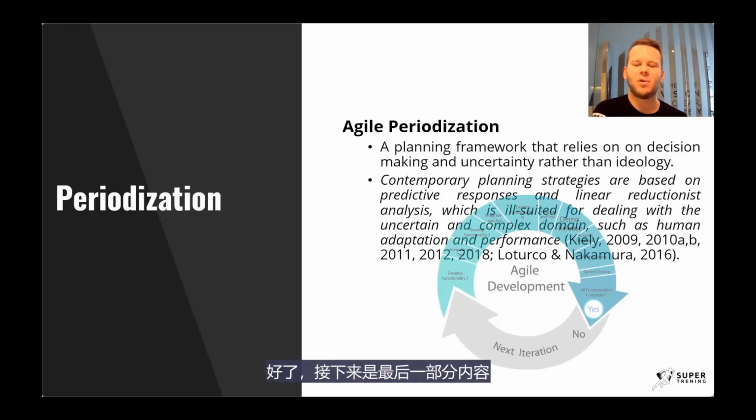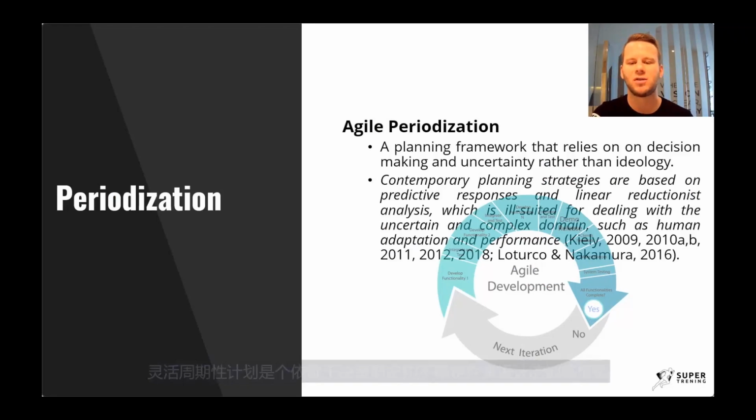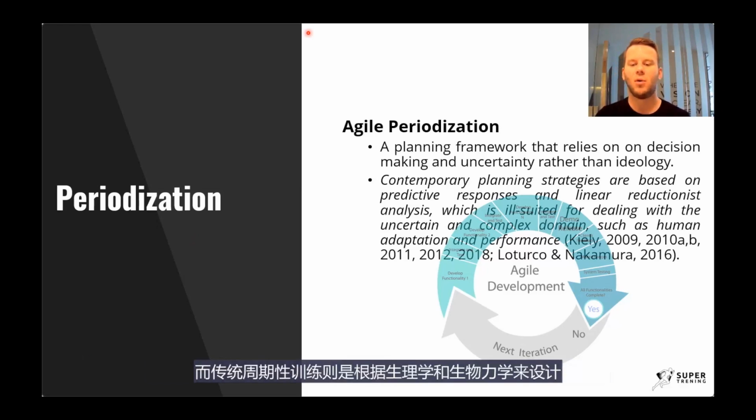Okay, so we have come to our last part of periodization. We will introduce some concepts. If you know them, great. If not, maybe look into them after this presentation. Agile periodization is just a planning framework that relies on decision making and uncertainty, while your normal periodization is based on ideology, physiology, and biomechanical constructs. As we said, there is nothing wrong with it, just maybe we need to update that kind of thinking a little bit.